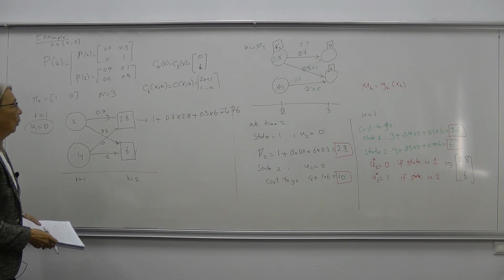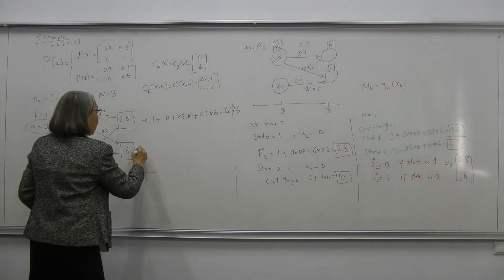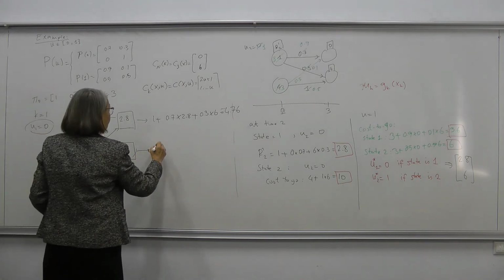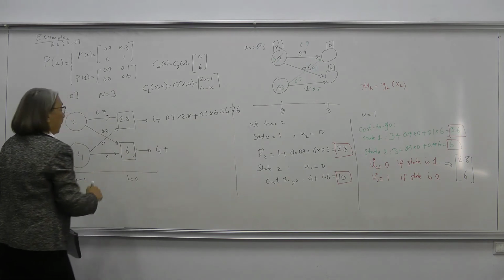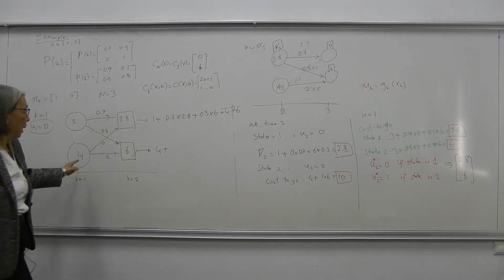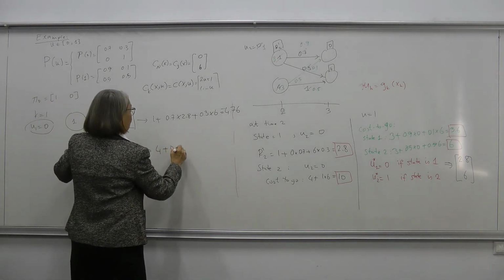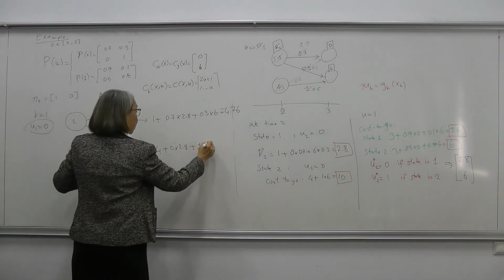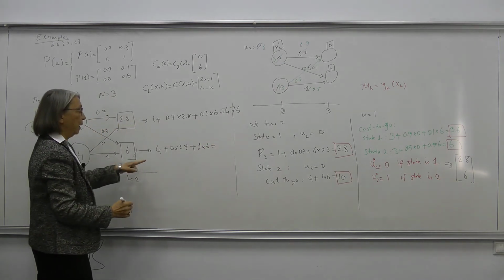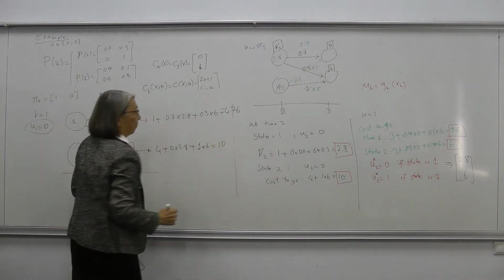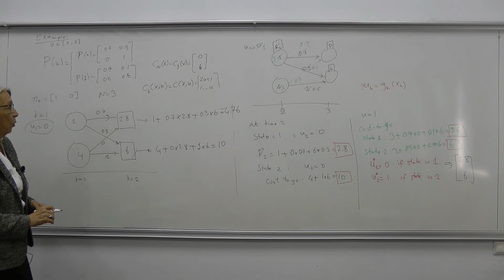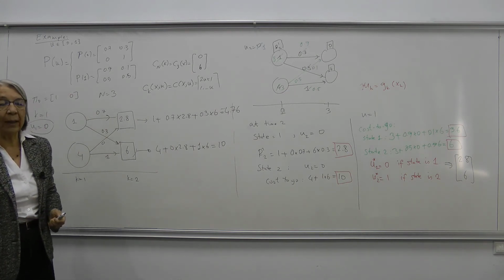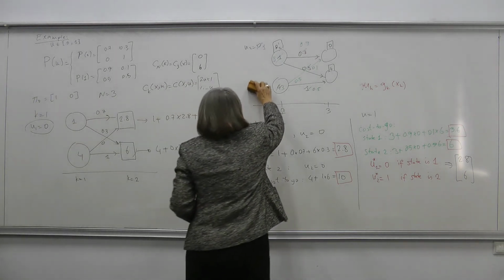Okay. And now for the second one, we will again do the same thing. In other words, the incremental cost is 4 plus the cost-to-go values: 0 multiplied by 2.8 plus 1 multiplied by 6. And the result is equal to 10. Now, for the two states, we have calculated the cost to goes when the input is equal to 0.